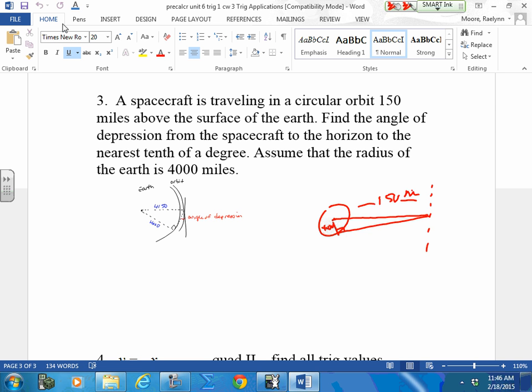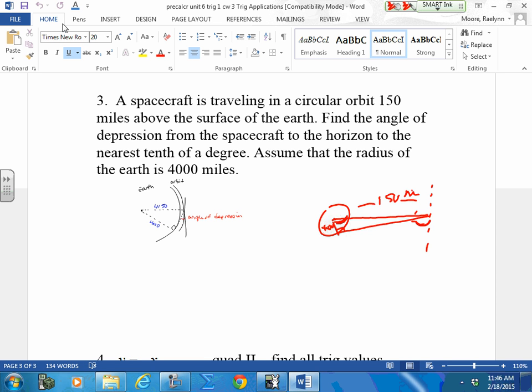Technically, your angle of depression should have been on the other side. I don't know why this looked like this, but your angle of depression should have been over here, but they put it over here. This angle of depression is the same as this angle of elevation. Your parallel lines cut by a transversal. So that angle of depression could be the same as this guy over here. And your angle of depression is what you had to find.